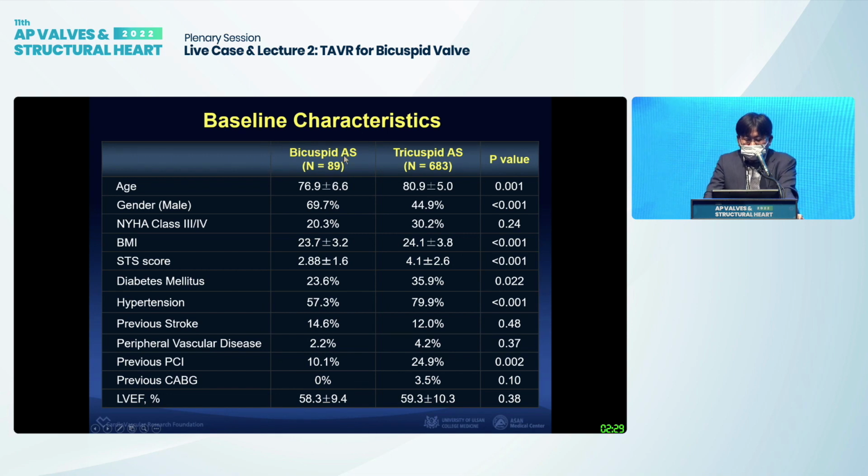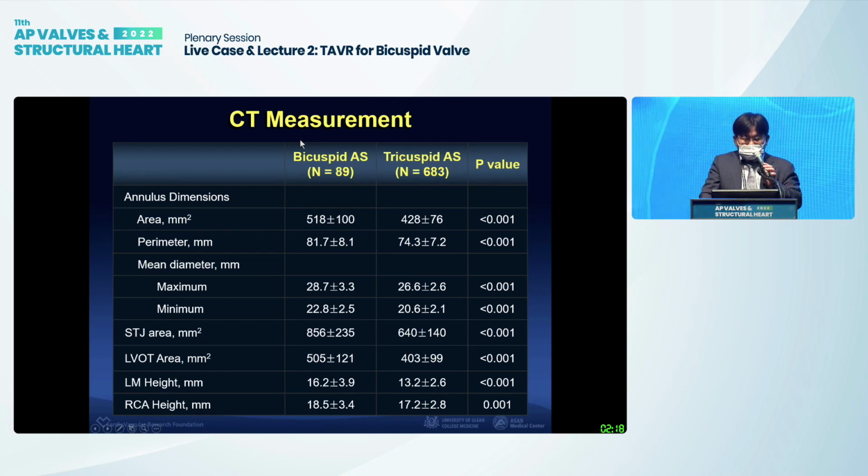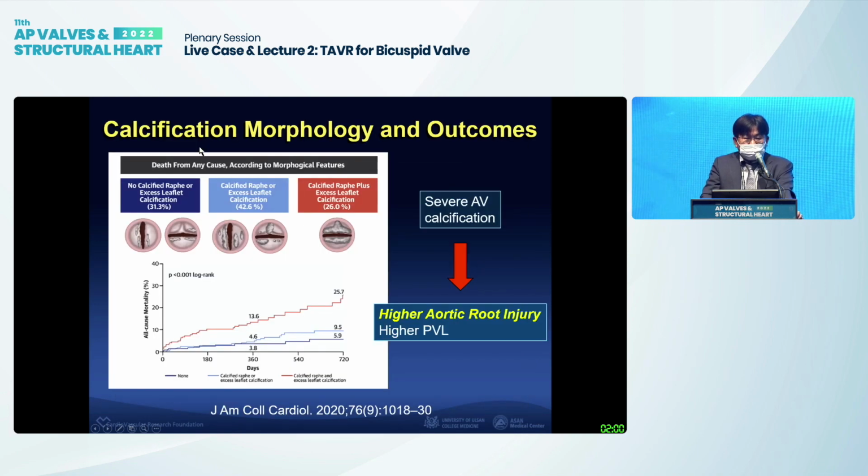This is a baseline characteristic comparison between bicuspid AS and tricuspid AS. The bicuspid AS population is younger, and accordingly has a lower risk of comorbidity. The CT measurements are very different between bicuspid AS and tricuspid AS. The annulus area and perimeter are bigger, the STJ and LVOT area are bigger, and the left main height and RCA height are higher in bicuspid AS. So calcification is very important in bicuspid aortic valve disease.